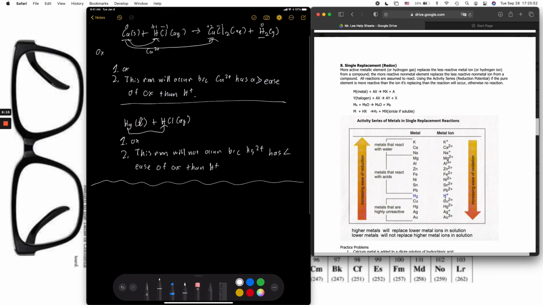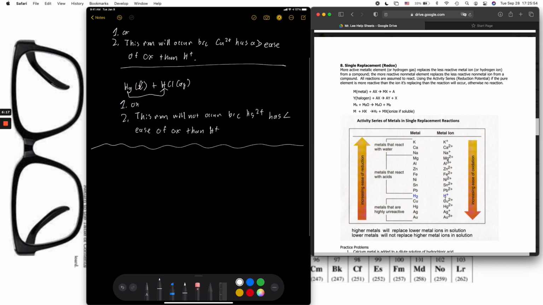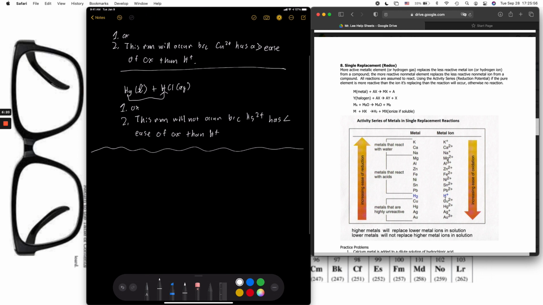Draw a line through it. The next reaction we have is liquid bromine. So this is number 2 on the help sheet. Br2 liquid plus potassium iodide, which is KI, aqueous. And now we have our Br2 plus KI.